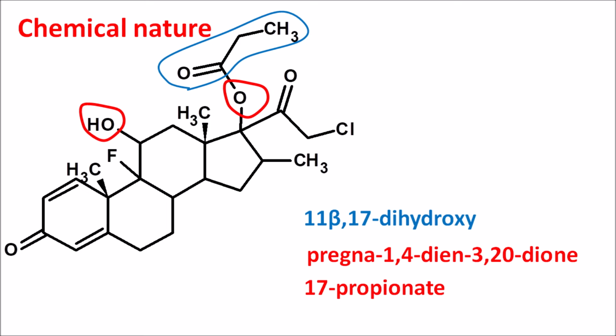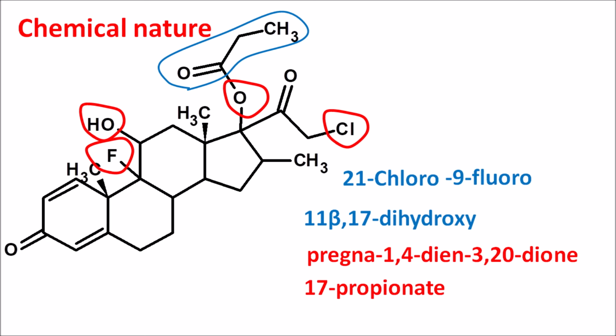And finally we can identify further side chains. At the 21st position a chlorine group is present, so 21-chloro. At the 9th position a fluorine group is present, so 9-fluoro. And at the 16th position a methyl group is present, so 16-beta-methyl. That is the complete name of clobetasol propionate.